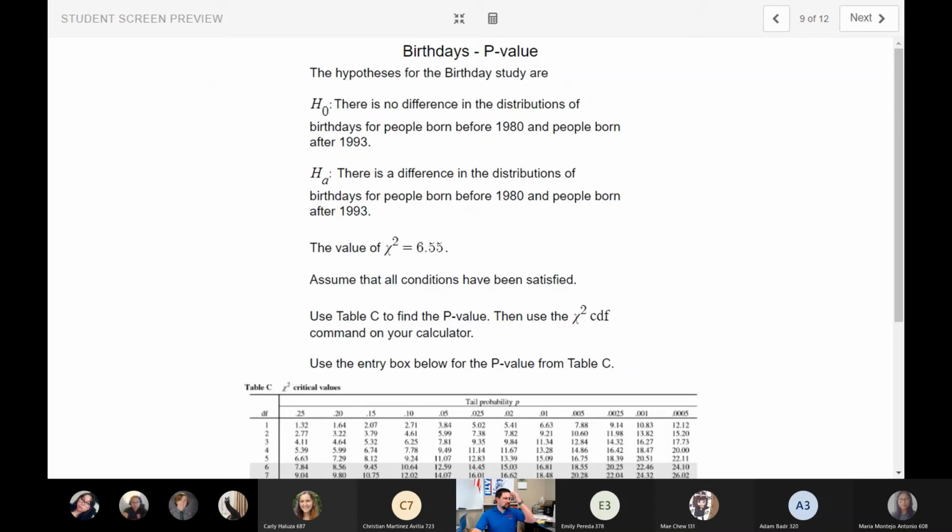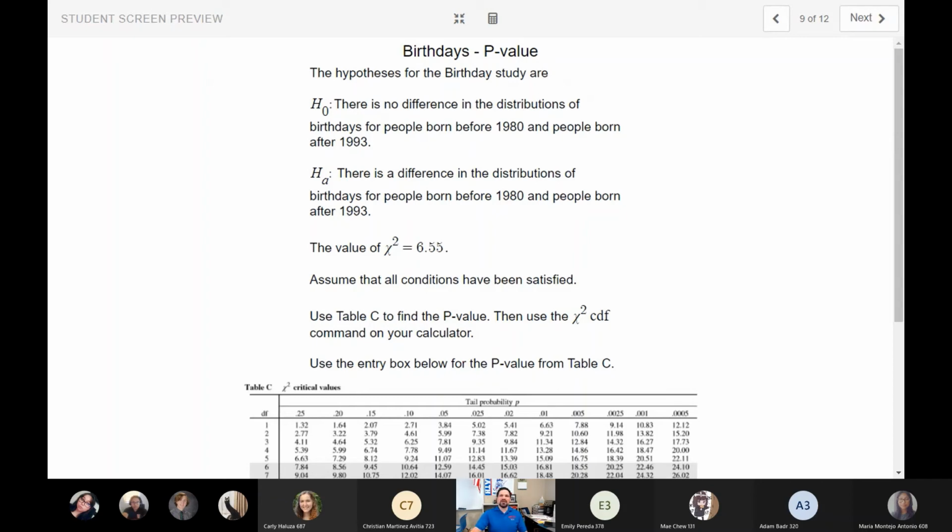The hypotheses for the birthday study are the null hypothesis that there is no difference in the distributions of birthdays for people born before 1980 and people born after 1993. The alternative is that there is a difference in the distributions of birthdays for people born before 1980 and people born after 1993. The value of chi-squared equals 6.55. We're going to assume that all conditions have been satisfied.